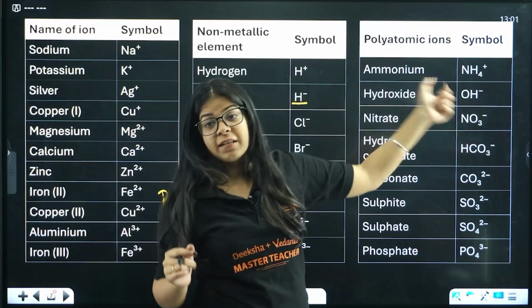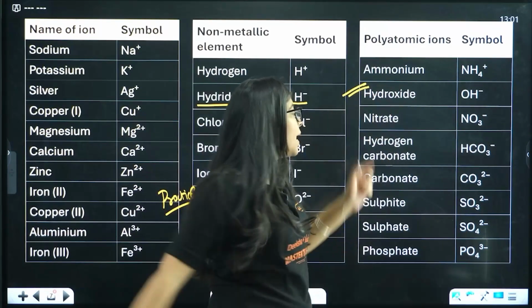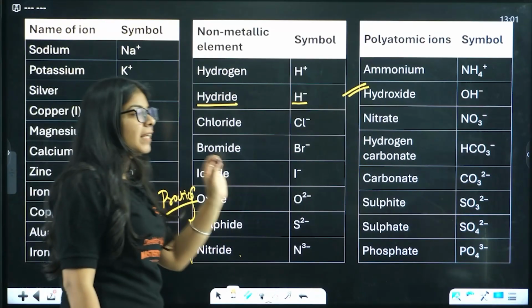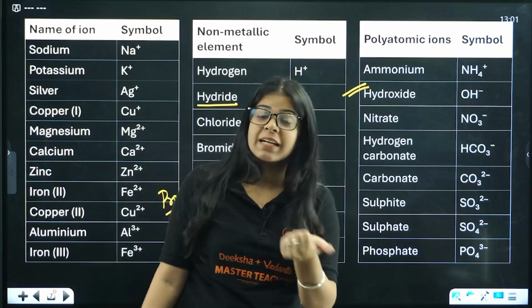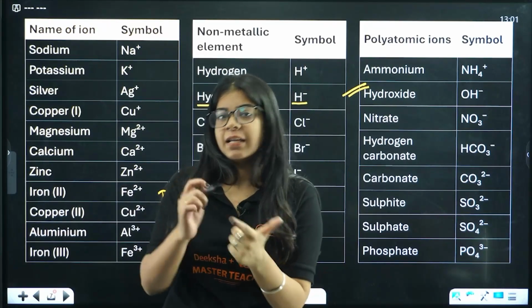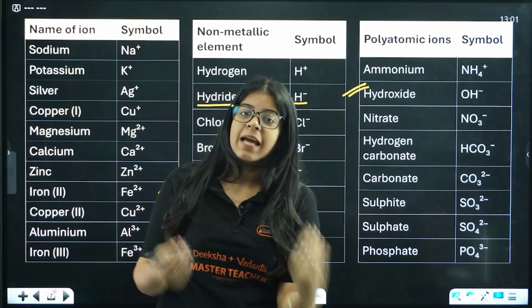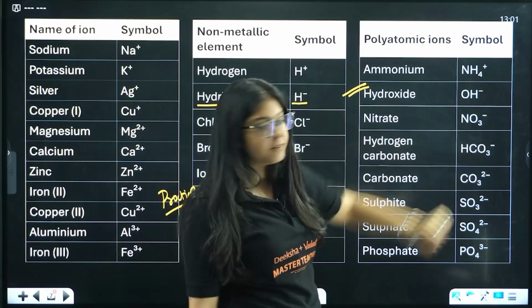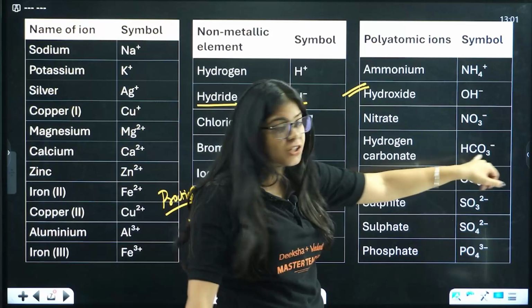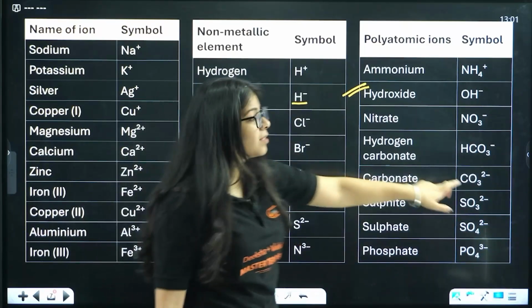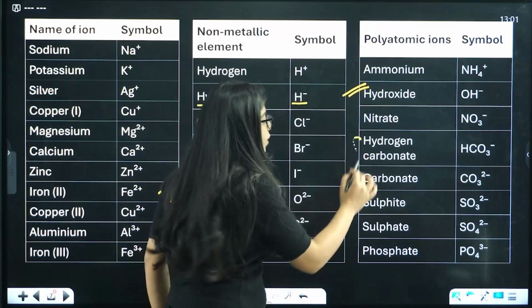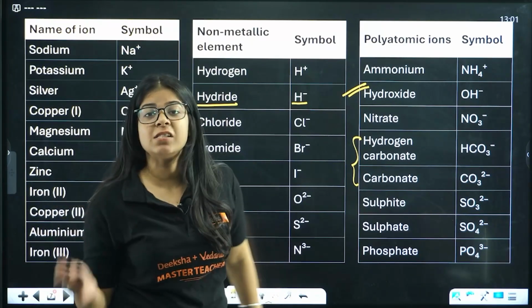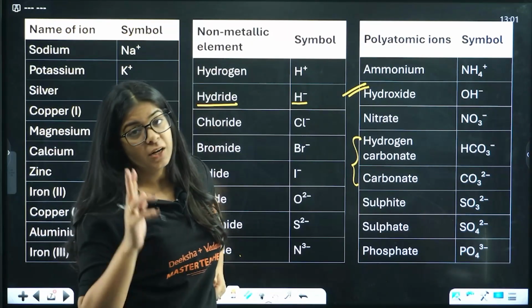Hydroxide, OH negative. This is very common. Nitrate. Now remember, this is nitride, N3 negative. So with "-ide" we have negatives and single elements. Now "-ate" has 2 elements. See, nitrate, NO3 negative. Then hydrogen carbonate, HCO3 negative. Carbonate, CO3, 2 negative. Remember the difference: HCO3 negative and CO3, 2 negative. These are two different things.